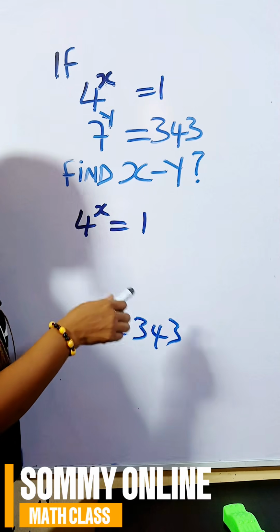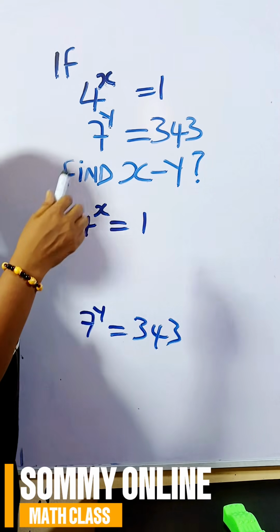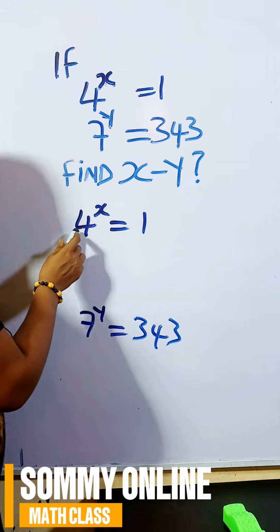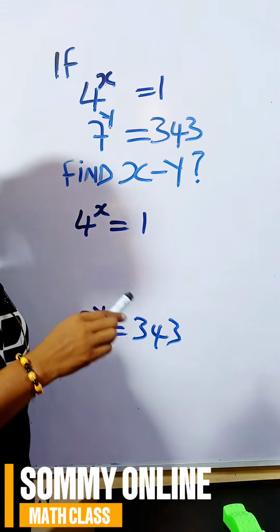So, for us to get the value of s and y, we need to equate both sides, whereby both sides have the same base. If both sides have the same base, we are able to equate the powers. So now, looking at 4 raised to power s is equal to 1, what will we do so that both of them will have the same base?